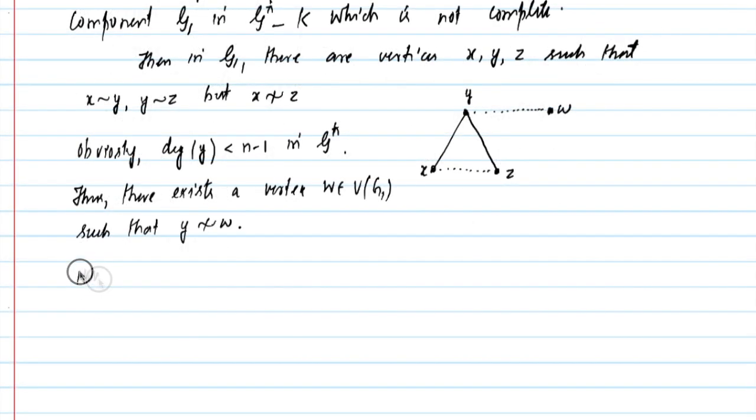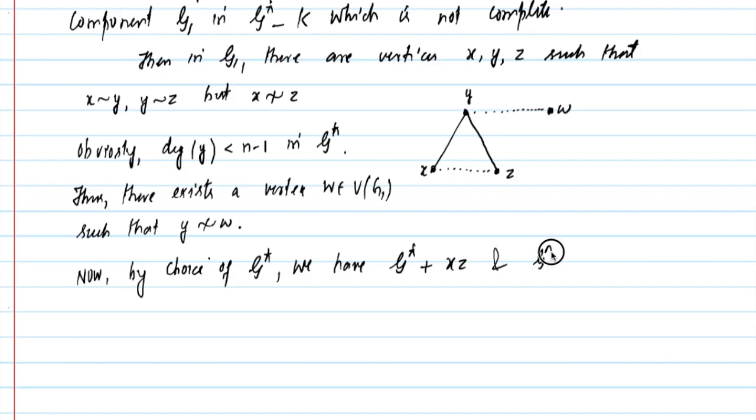Now by the choice of G star, we have constructed the graph G star as a maximal graph such that adding just one more edge in G star we get a graph that has a perfect matching. So this G star does not have a perfect matching, but G star plus any edge will have a perfect matching. Suppose we add the edge xz, and also consider the graph G star plus the edge yw; both have perfect matchings.